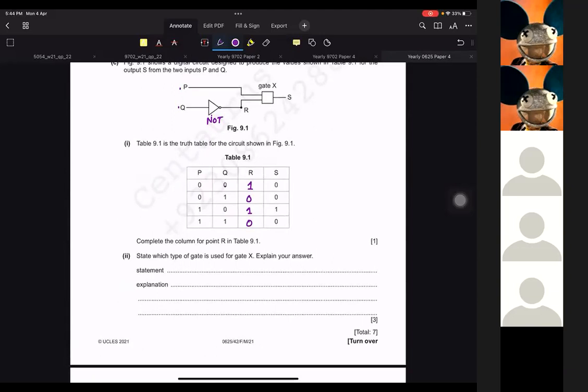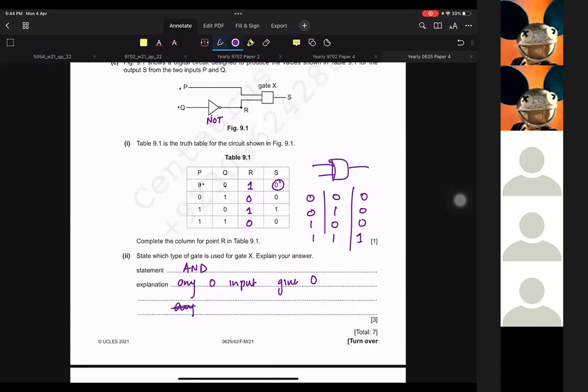Now, then they ask which type of gate is used in X? Explain your answer. So every time you see that P 0 and 1 gives 0, it is an AND gate, which looks like this. AND has a truth table like this: 0 0, 0 1, 1 0, 1 1, and it gives you 0 every time any of the inputs is 0. So it will be 1 only here. So this is an AND gate, and the explanation is that any 0 input gives 0, and both 1 inputs give 1.